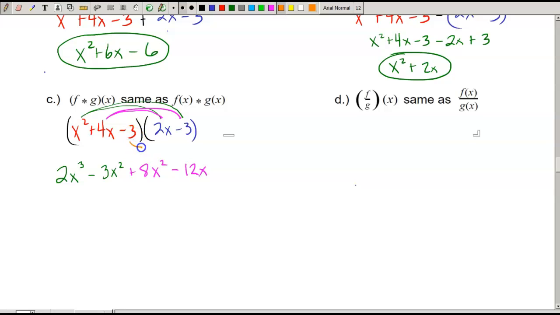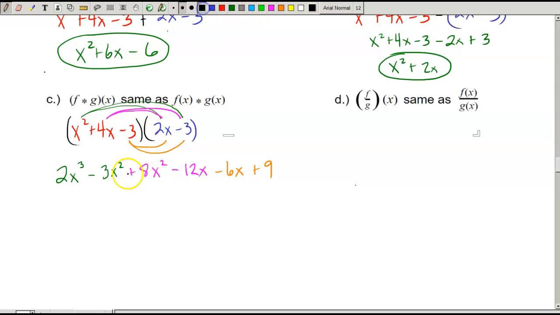I'm going to take negative 3 and multiply it by 2x. So negative 3 times 2x is negative 6x. So this is minus 6x. And then negative 3 times negative 3 is going to be plus 9. So I'm making 6 different multiplications. Once I make those multiplications, then I'm going to add and combine my like terms.